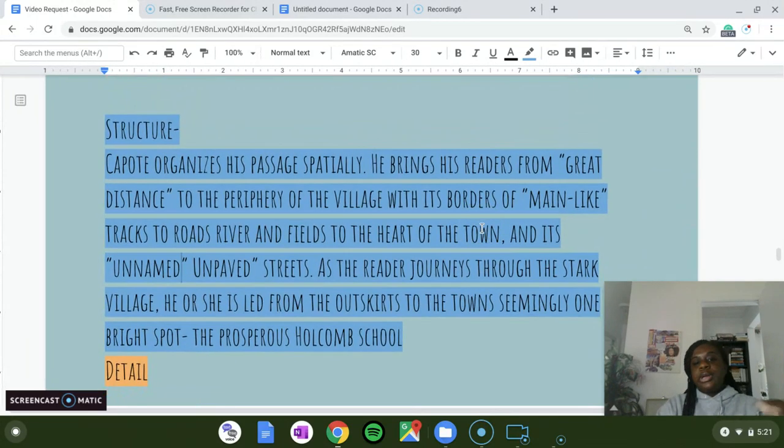So that's how it's set up. This is the second paragraph in your rhetorical analysis, and this person has said that this is how the author makes the structure happen. The author first talks about the village, then moves into the epicenter or the bright spot of the village, which is, as we know, the Holcomb School. So that's how you want to write, using structure. You want to write so that we know exactly what the author is doing, and it is explained why the author is doing that as we go down.